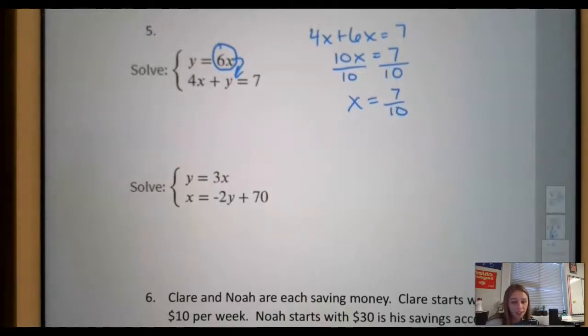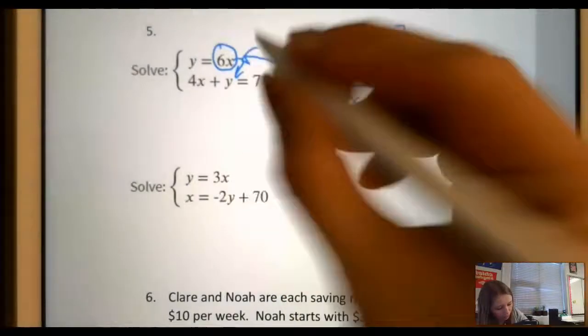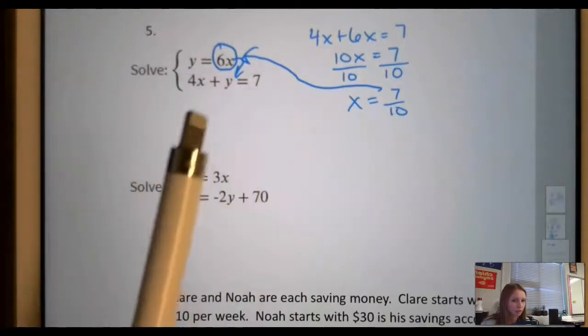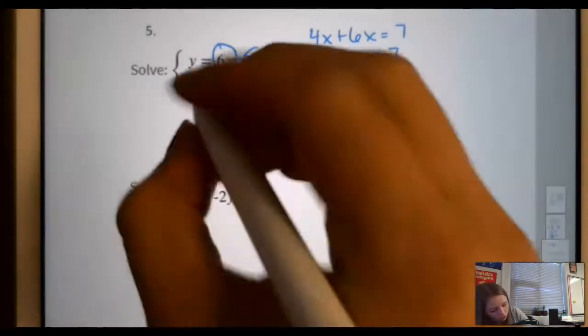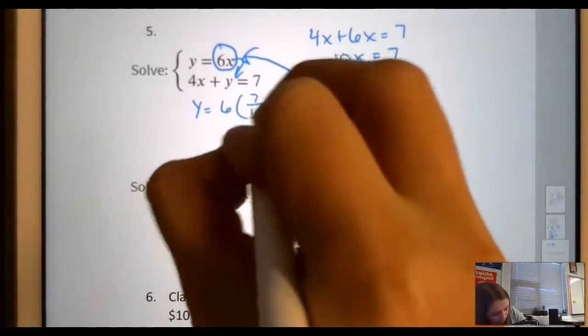So now I need to plug this in for x. You can pick either one, but I think it'll be easier for me to just multiply this number by 6 rather than trying to combine it there. So y equals 6 times 7 over 10.